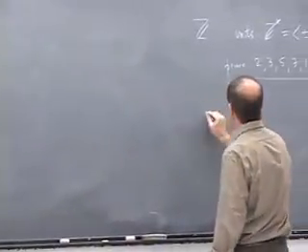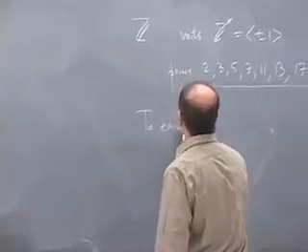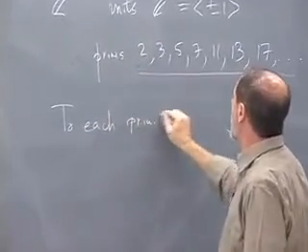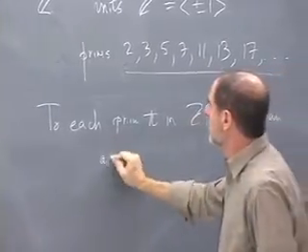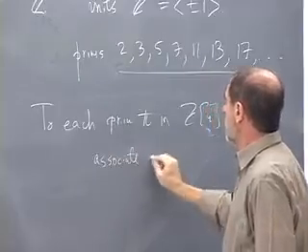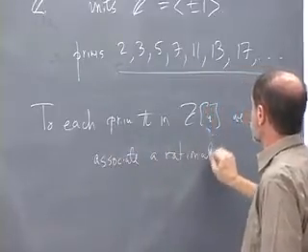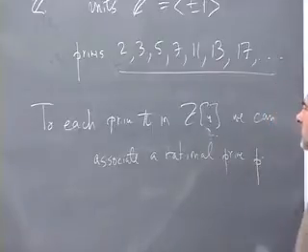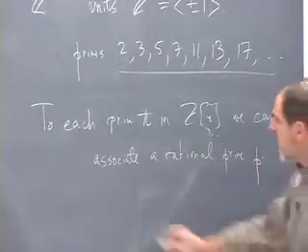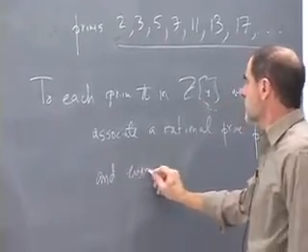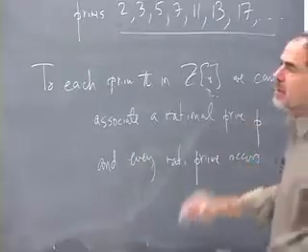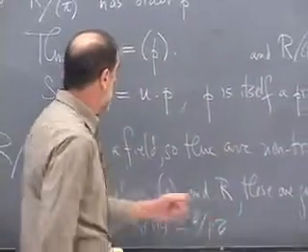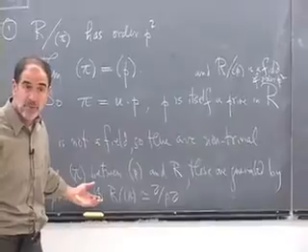So to each prime pi in Z of I, we can associate a rational prime P, for every rational prime, and every rational prime is hit. But the problem is that it might not be a one-to-one map. There could be several ideals between P and R, and each one would give a prime in the Gaussian numbers.